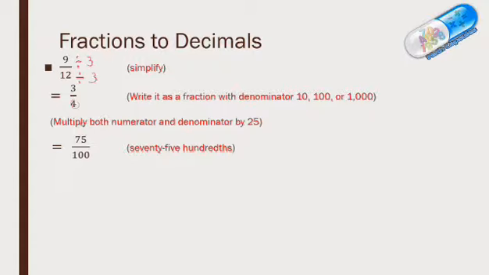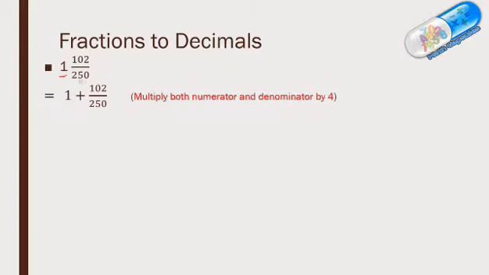So after we multiply 4 times 25, we get 100, and 3 times 25, we get 75. So the answer will be 75/100. Still, we did not finish. We want to write it as a decimal. To write it as a decimal, we know 75/100 is written as 0.75.